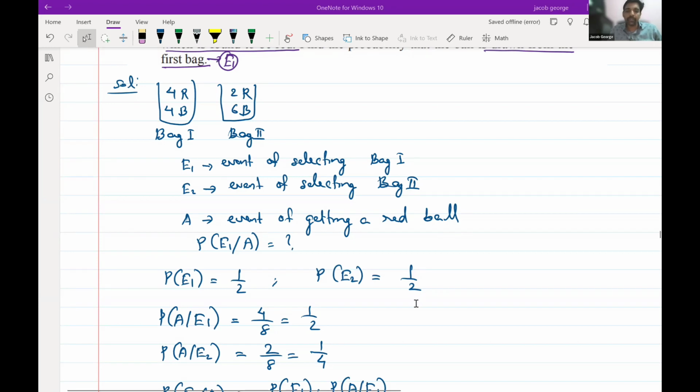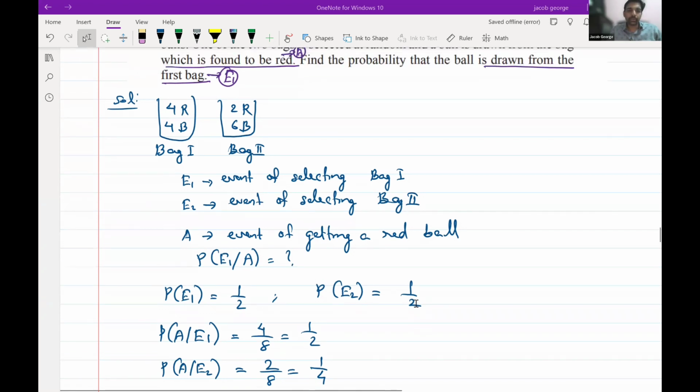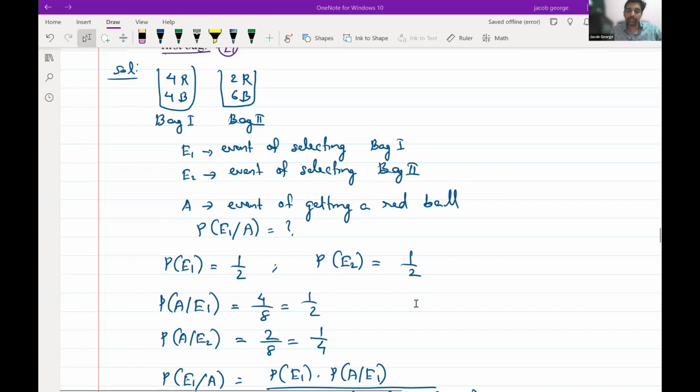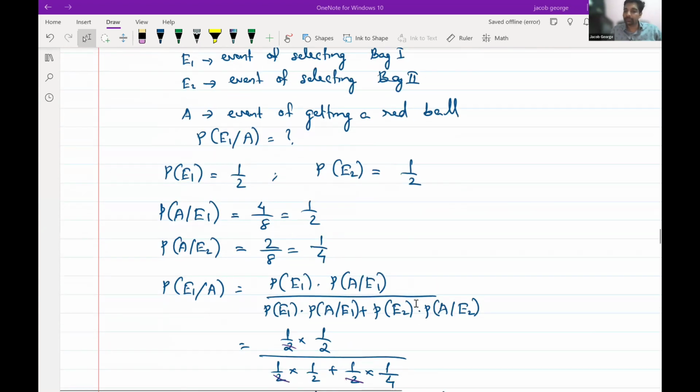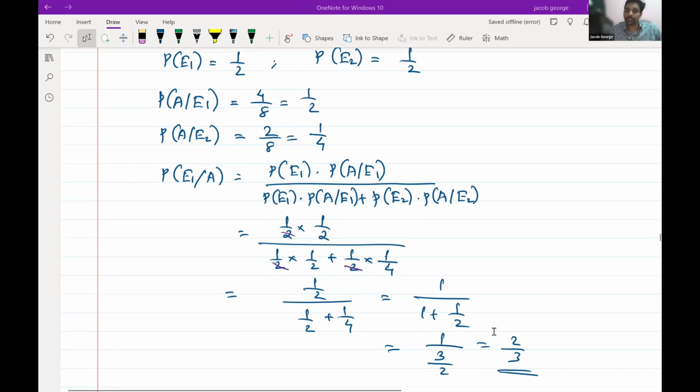Now, what is this problem? P of E1 given A. Find the probability that the first bag is selected and it is a red ball. So, P of E1 given A. This is the Bayes' theorem. P of E1 into P of A given E1 upon total probability. Total probability is P of E1 into P of A given E1 plus P of E2 into P of A given E2. Then we substitute, and when we substitute those fractions, we can cut like this. Then the remaining calculations. Answer is 2 by 3.